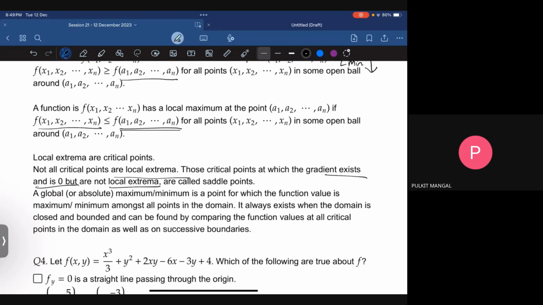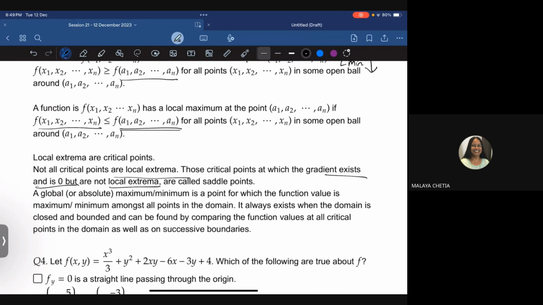In our single variable case we use the derivative test, the second derivative test, right? First we find the derivative of the function, equate it to 0, whatever point comes out, at that point we take the second derivative of the function and check what the value is.